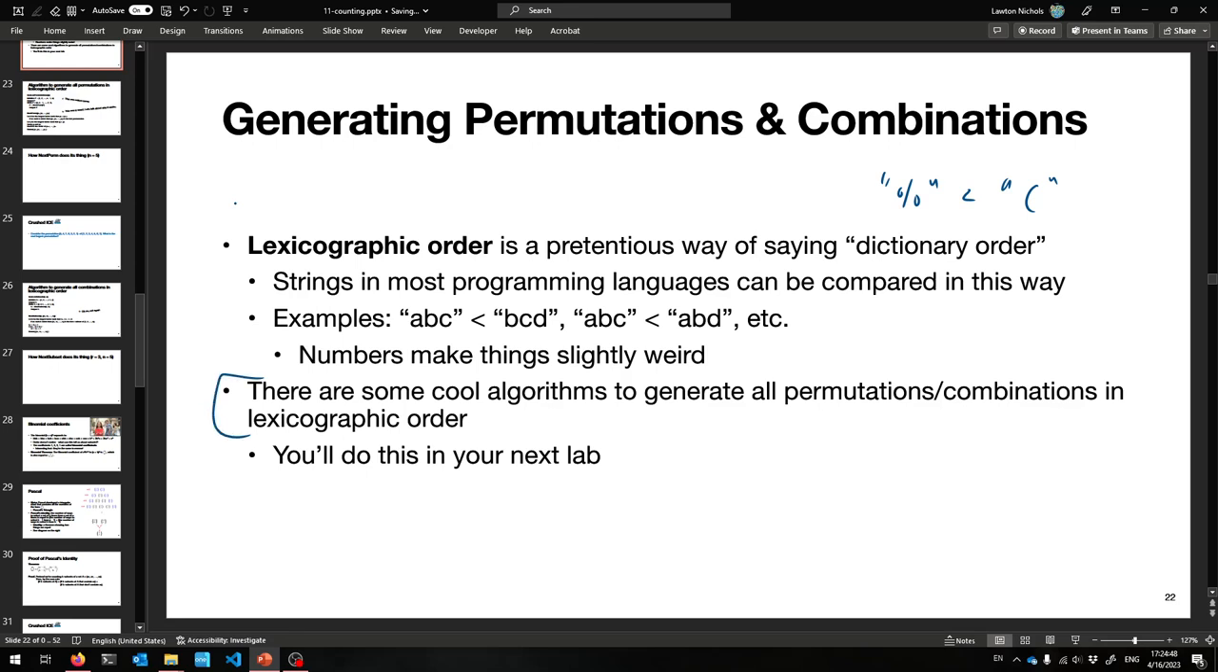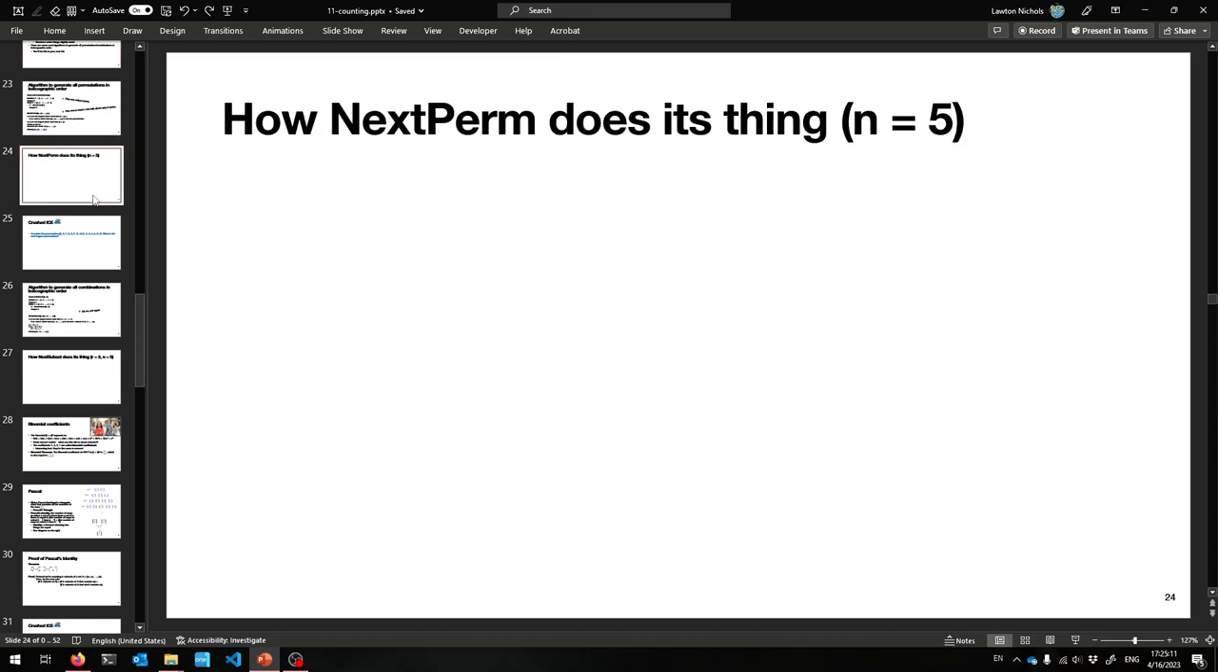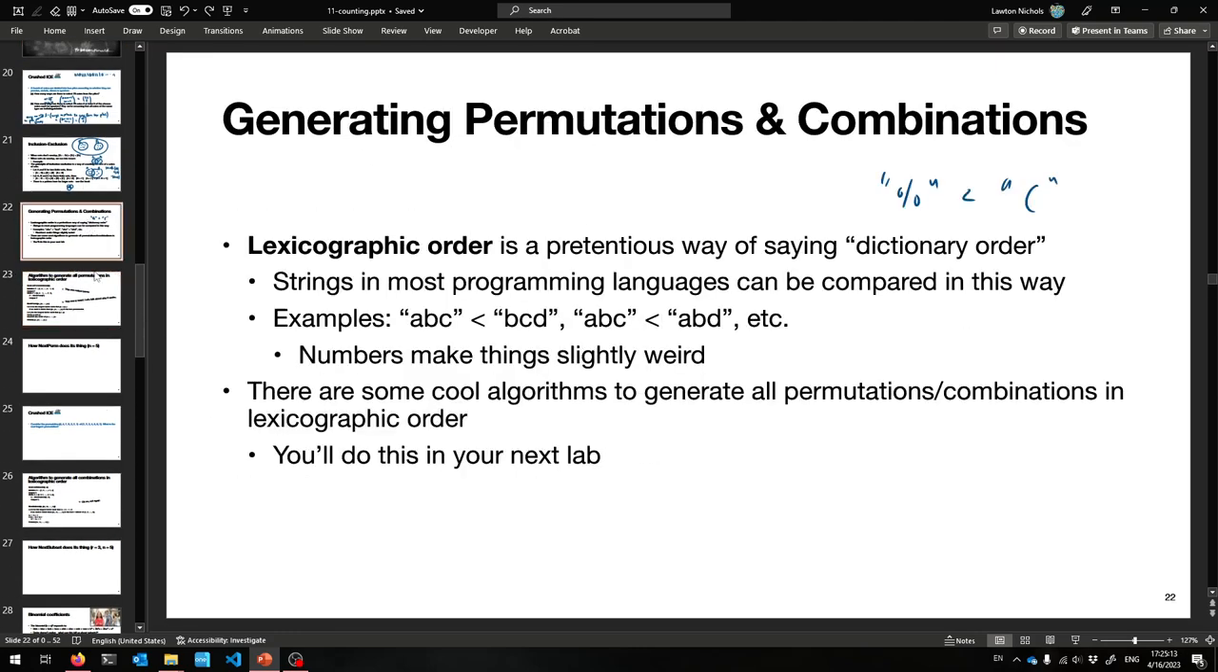There are some very nice algorithms, though, to generate all the permutations. You give it a set, and it'll give you back all of the permutations or all the combinations of a set in lexicographic order, which is nice. And this is a future lab where you will be doing this, your last lab in the class, in fact. So that's where we're going. We would like to make a program that can generate all the different permutations or combinations of a set.